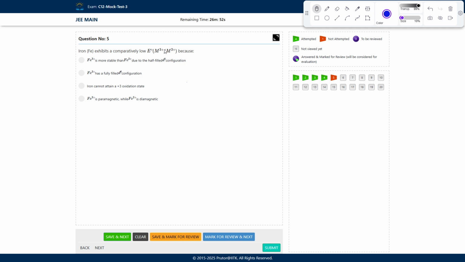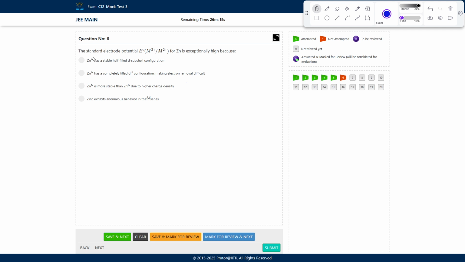Okay, so this conversion of iron 2+ to iron 3+ is energetically favorable. Why? Because the d5 configuration is achieved in the Fe3+ ion, and due to which it is going to exhibit a lower value of standard electrode potential. So our correct answer is going to be option first. Let's move to our next question.